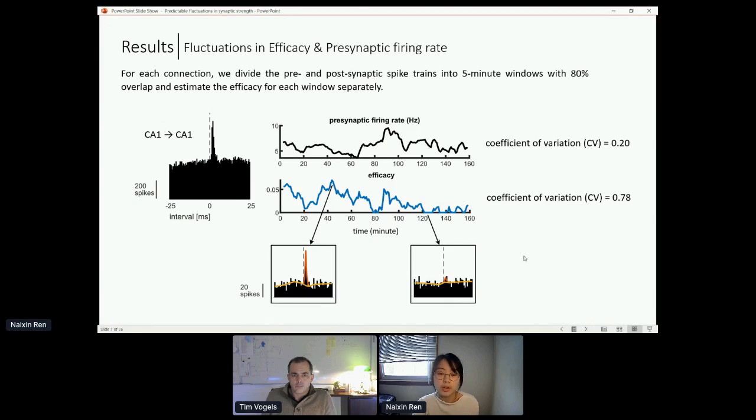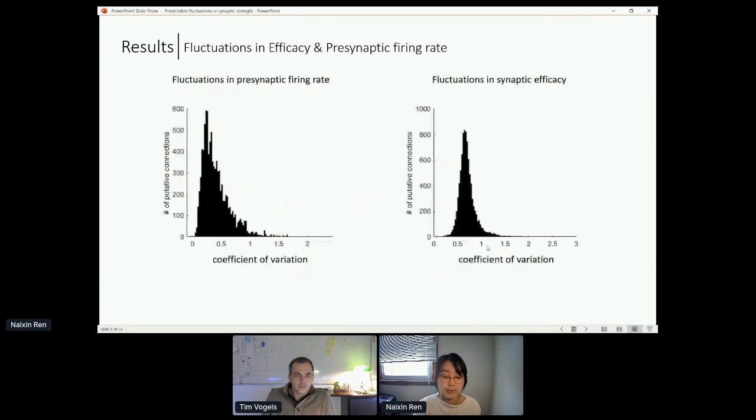In order to quantify the fluctuations, we calculate the coefficient of variation for these two variables. Coefficient of variation is standard deviation divided by the mean. This means that for this particular connection, the presynaptic firing rate fluctuates at plus minus 20% of the mean over time, and the efficacy fluctuates at about plus minus 78% of the mean. We calculate the CV for these two variables for all the putative excitatory connections that we detected in the dataset, and here are the histograms of the CV for presynaptic firing rate and efficacy.